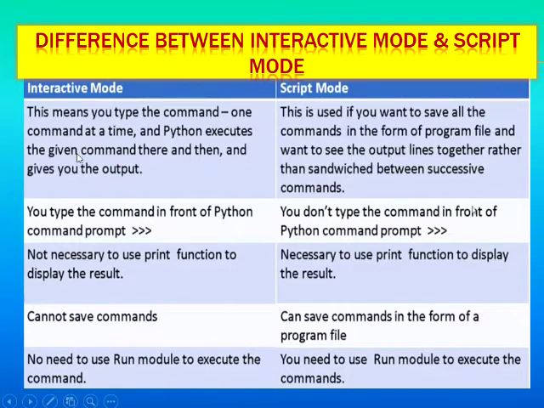In interactive mode, we can type one command at a time which will be executed there and then and gives you the output. Whereas in script mode, the best thing is we can save all the statements of our program and see the output lines together rather than sandwiched between the successive commands. That is, we will be able to see the whole program output at once. In interactive mode, we need to write our command in front of the Python prompt, whereas in script mode we don't need to type the commands in front of a prompt.